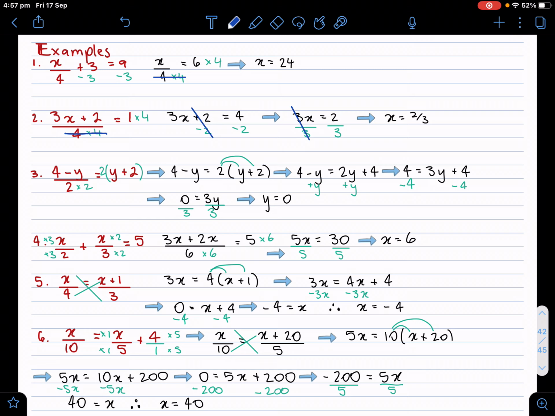Let's go on to example 3. Now with example 3, it's very similar to example 2. So same steps. Let's go through it. 4 minus y.